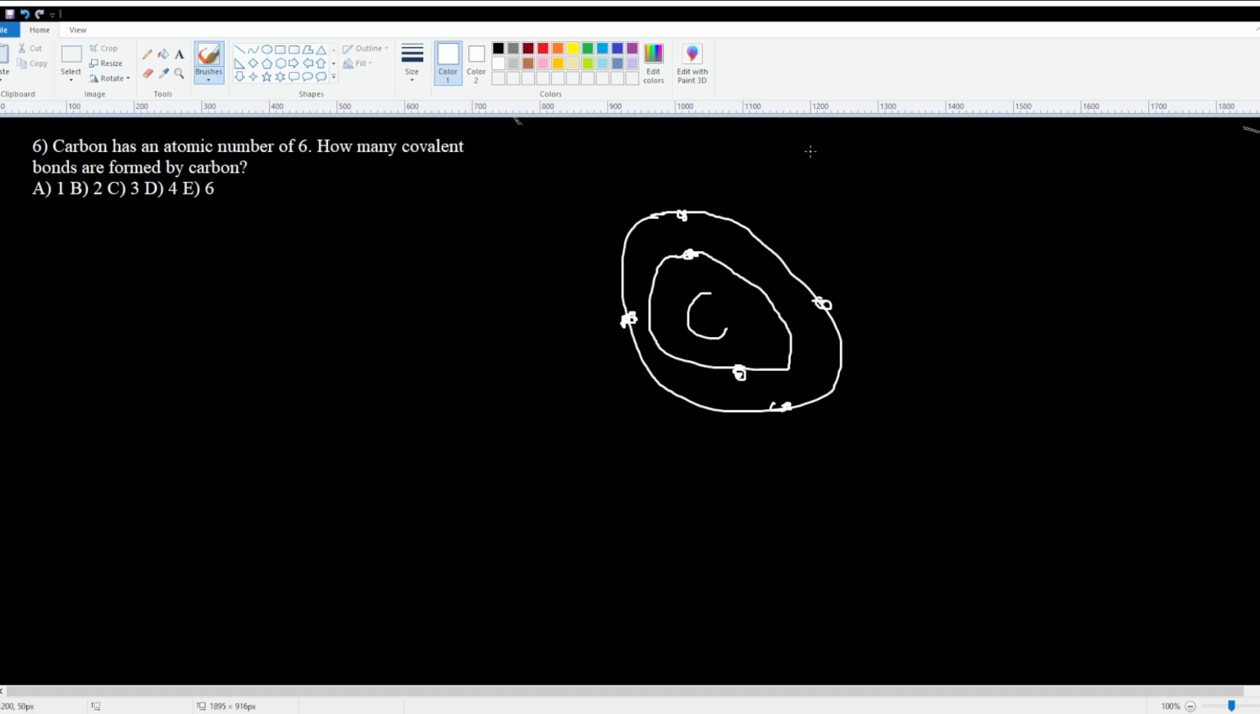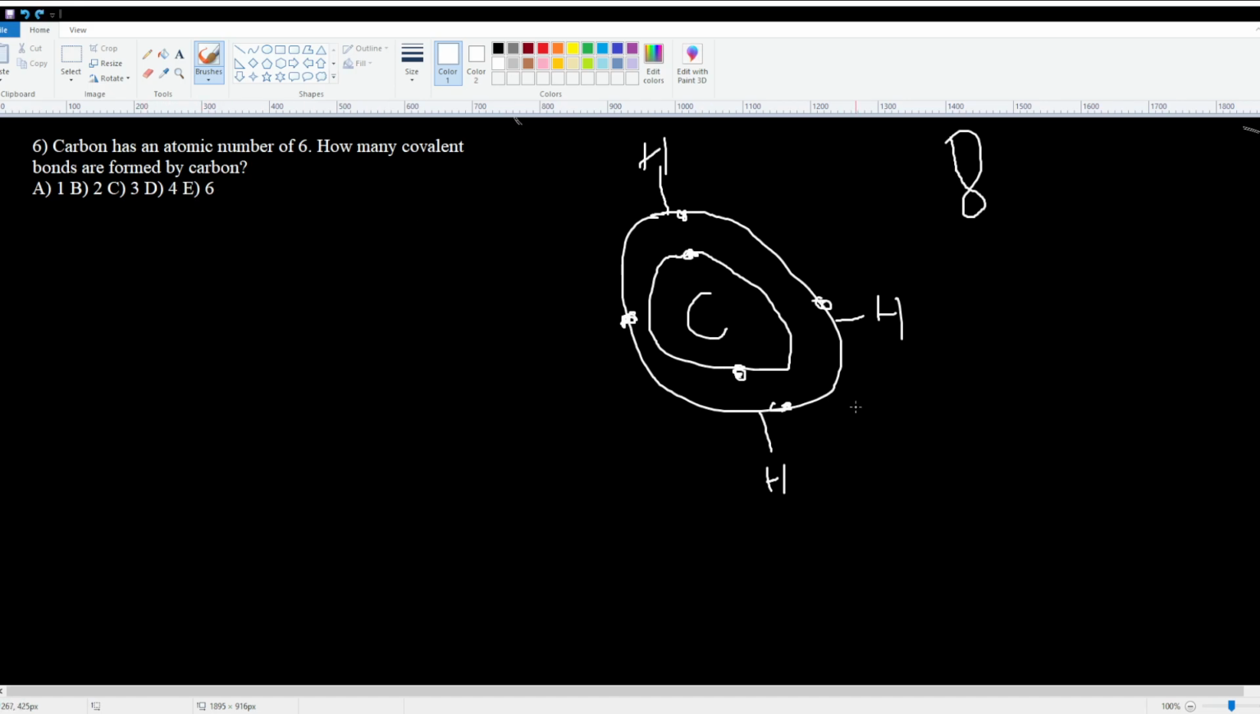So when it comes to forming bonds, we always want to achieve the magic number of 8. So if we see here, carbon only has 4 valence electrons, which means that it has 4 unoccupied spaces in which bonds can be formed. So we can make one bond here, one bond here, one bond here, and then one bond here. So the answer would be D, 4.